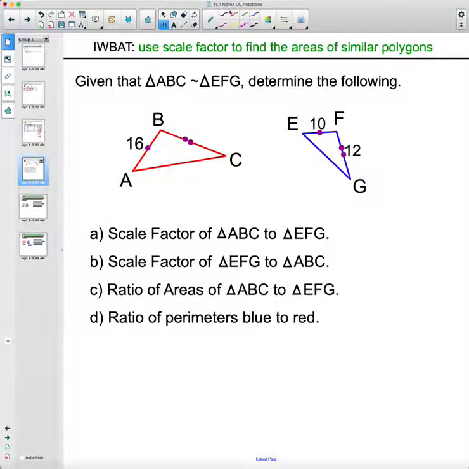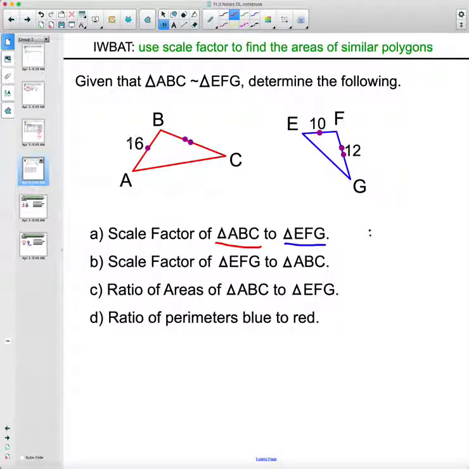Now when you go to do the scale factor, you compare any two corresponding sides. They need to both have numbers next to them. So we can't use BC compared to FG just because we don't actually know how big BC is. Triangle ABC is the red triangle and triangle EFG is the blue triangle. So that's the ratio that we're doing here. We're comparing the red shape to the blue shape.